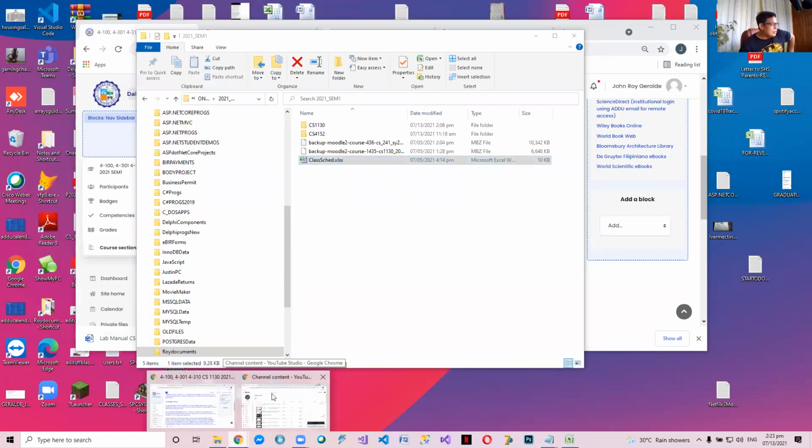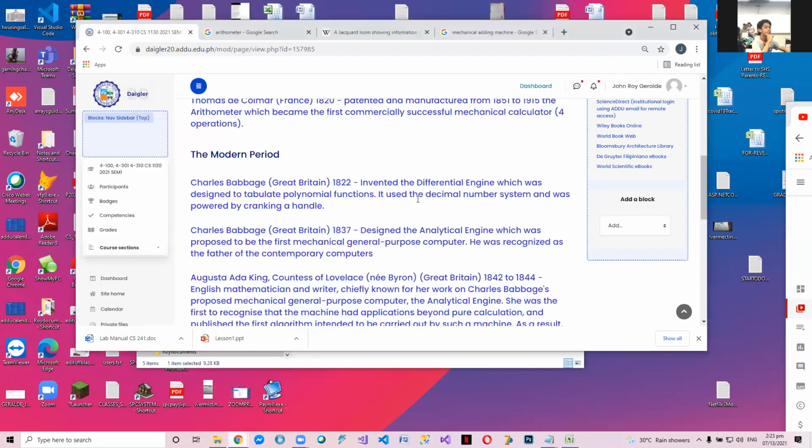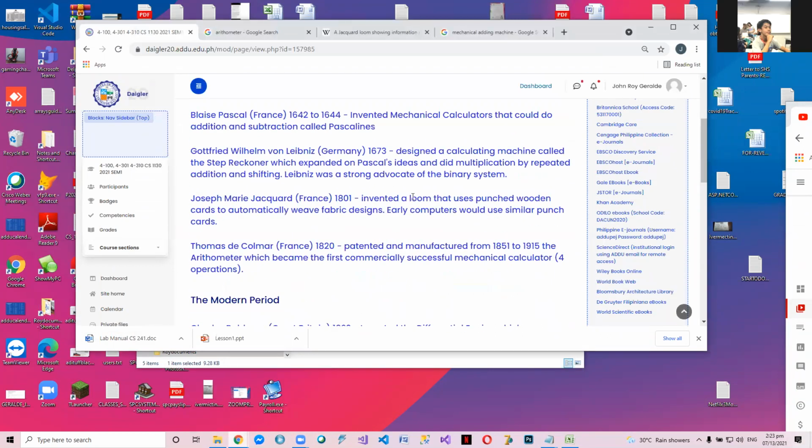And then the problem with the step reckoner is that it didn't implement division. Multiplication lang, with repeated addition. Do you follow? The difference between them is division, the function to divide. Okay? So the step reckoner did multiplication by repeated addition. Wala siyang divider. Okay?